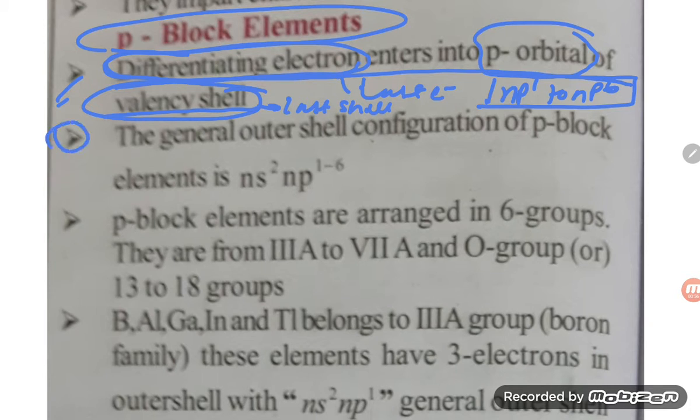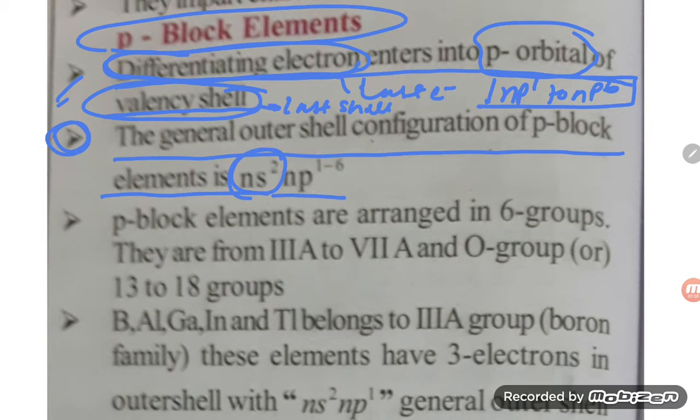Next point, students. The general outer shell configuration of p block elements is ns2 np1 to 6. The s orbital is completely filled and electrons enter the np orbital, from 1 to 6. This is also very easy. You can take the carbon example. Carbon's atomic number is 6, so this is 1s2, then the valence shell 2s2, 2p2. So what you are finding is ns2 np2. So this is a p block element. You can do other configurations also.